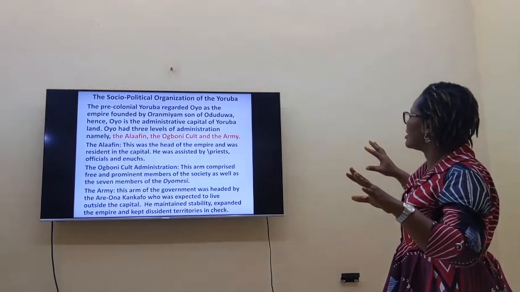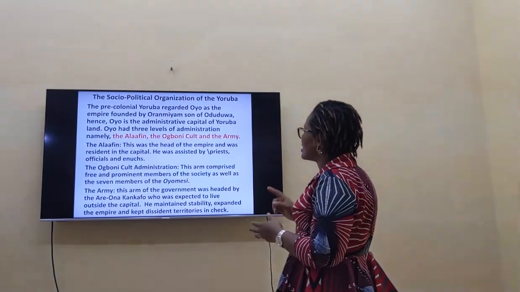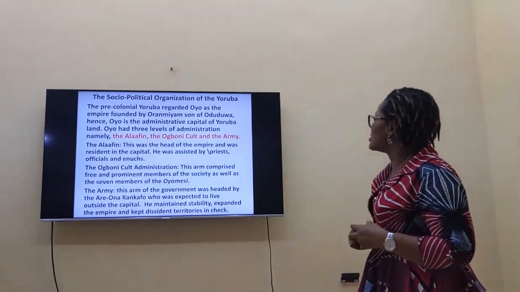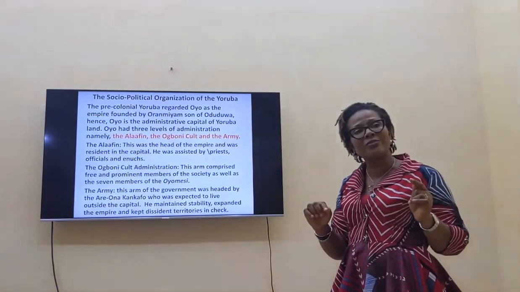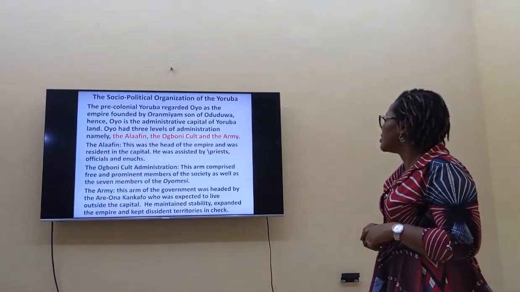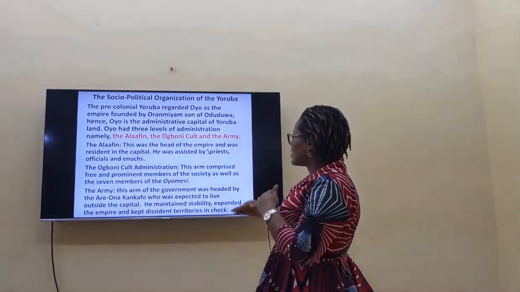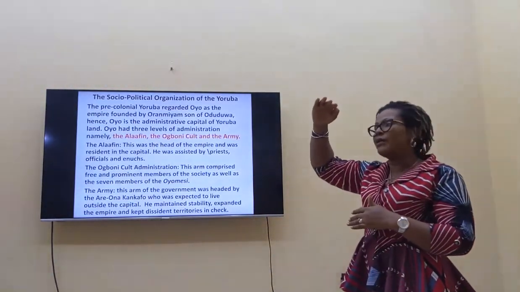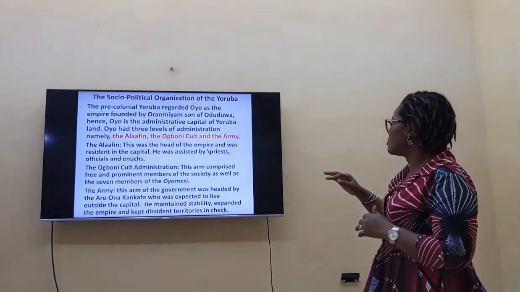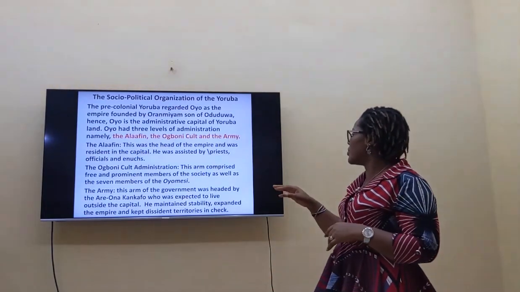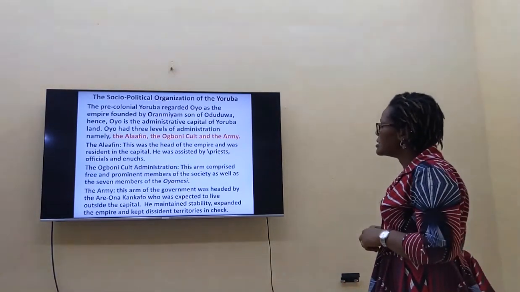Oyo had three levels of administration, namely the Alafin, the Oyo Mesi court, and the army. The Alafin was the head of the empire and was resident in the capital, which is Oyo. He was assisted by priests, officials and elders. Alafin is at the top of the hierarchy. Then we have the Oyo Mesi administration. This comprised appropriate members of the society, as well as seven members of the Oyo Mesi.